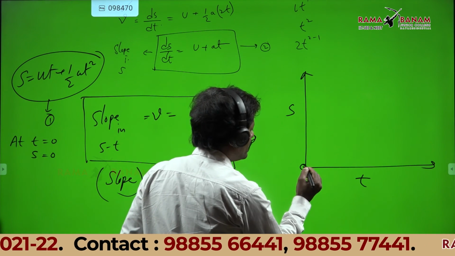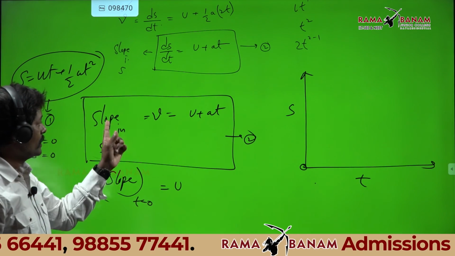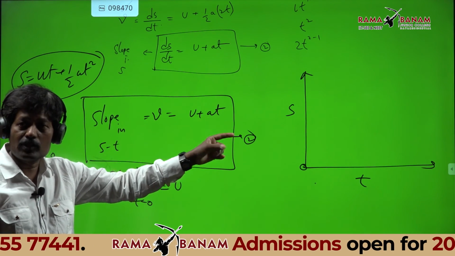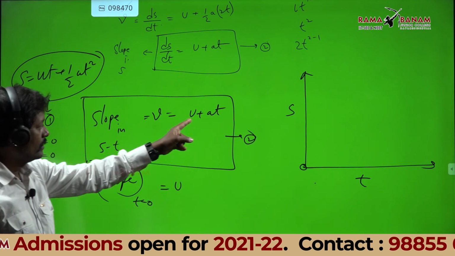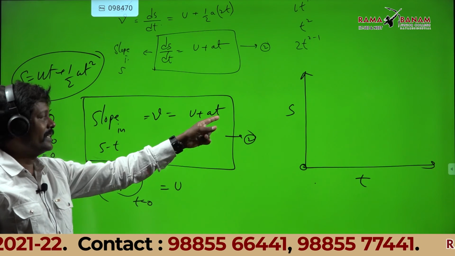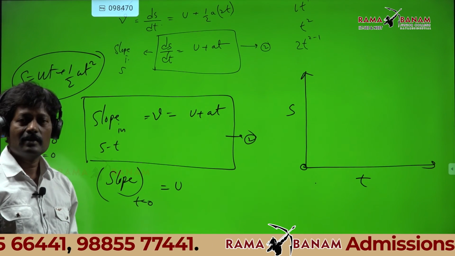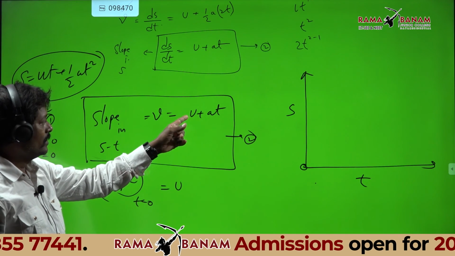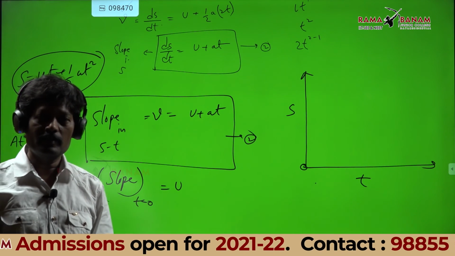It means, is the slope increasing or decreasing with time? How? u plus at, as time increases, slope will also increase. Common sense here, u plus at.